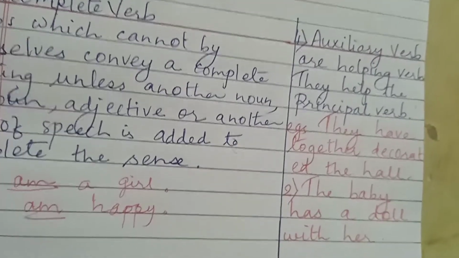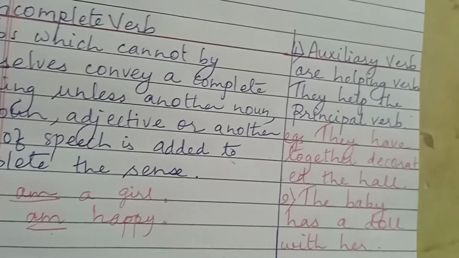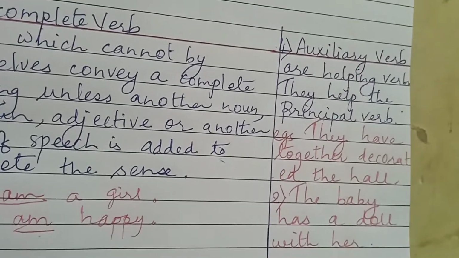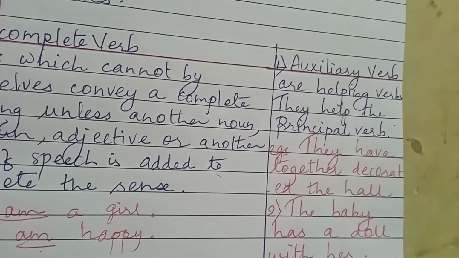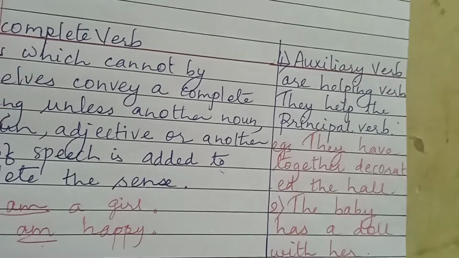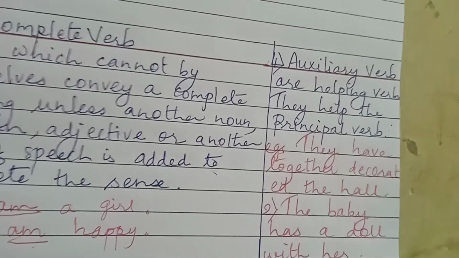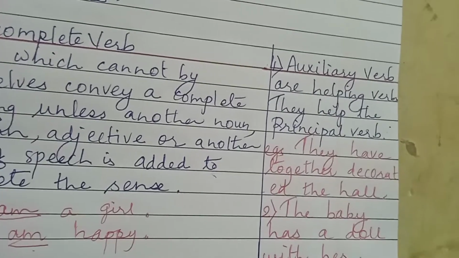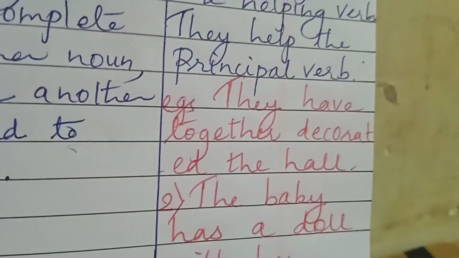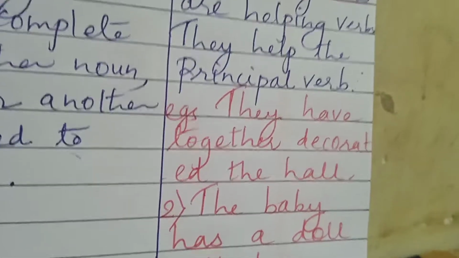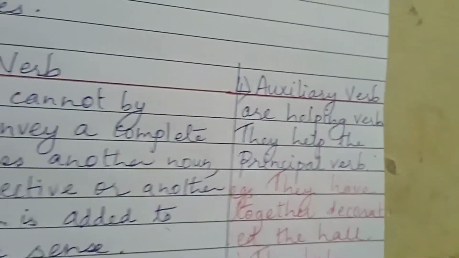Now they are helping whom? They are helping the main or the principal verbs in sentences. For example, they have together decorated the hall. This is the sentence. Have is the auxiliary verb because it is helping the main verb.